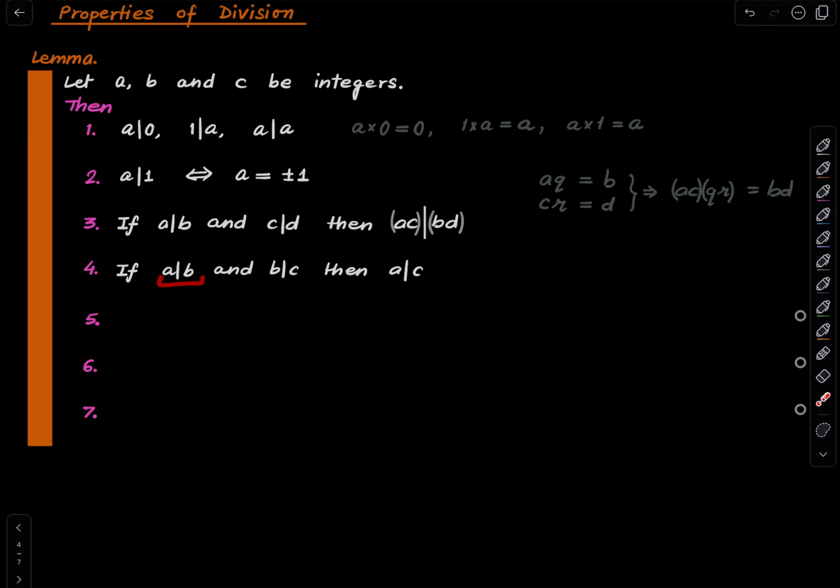If A divides B and B divides C, then A divides C. This is kind of a transitivity that is happening. A divides B, B divides C, then A divides C. Again, very simple. A divides B meaning there is some Q for which this equation holds, and B divides C says that there is some integer R for which this holds.